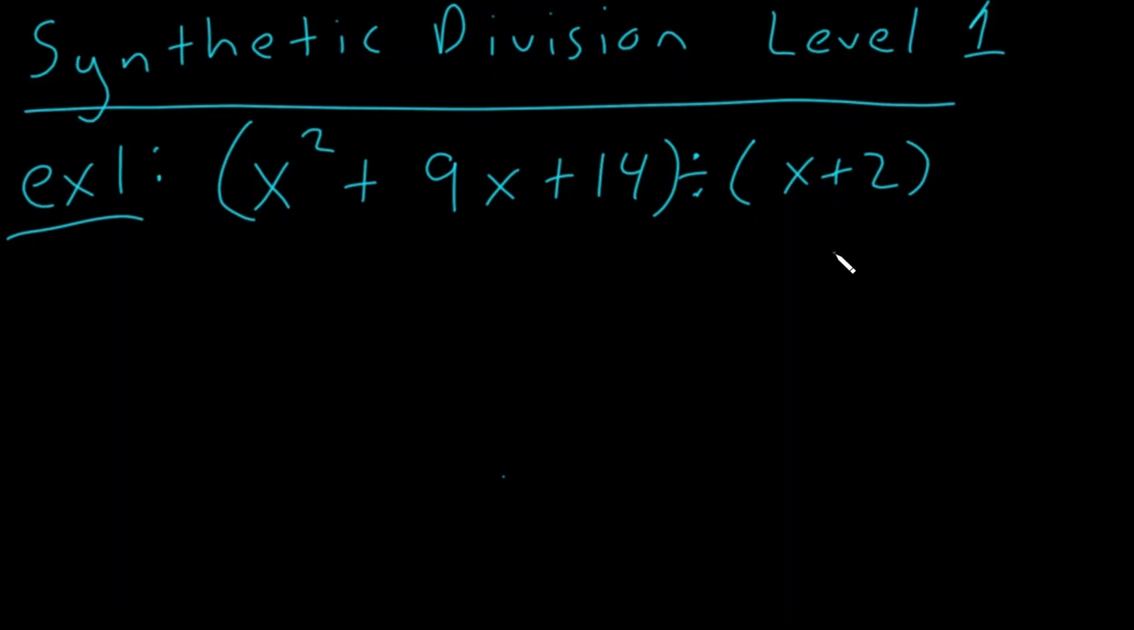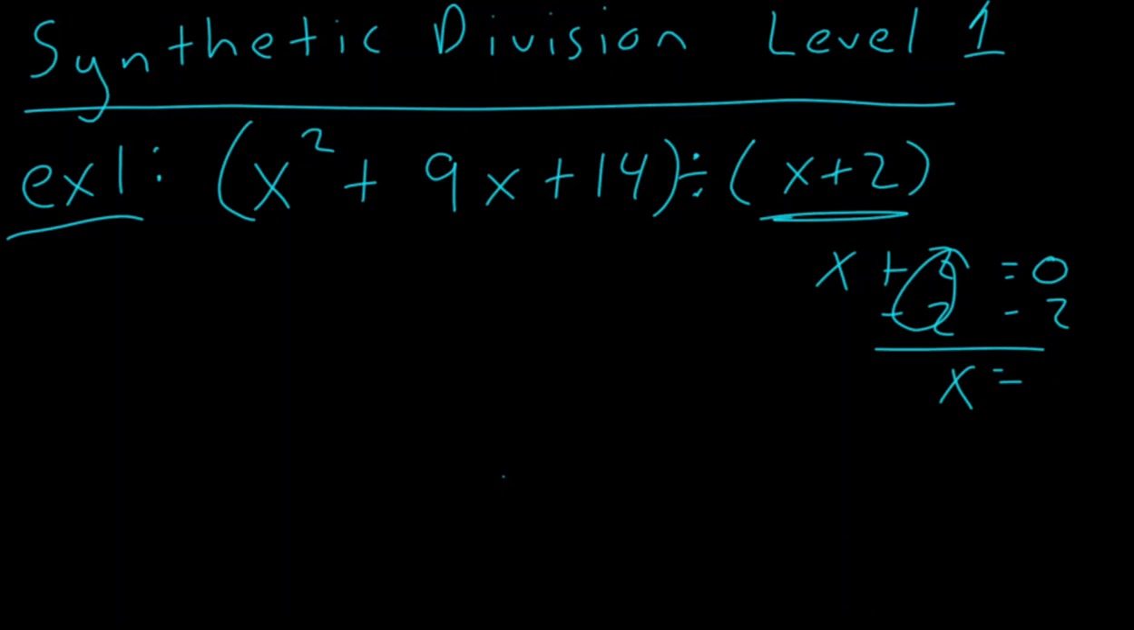Well, the first thing you want to do is just take x plus 2, whatever the divisor is, and you want to set it equal to 0 and solve for x. Well, the opposite of plus 2 is minus 2. Alright, so x equals negative 2. Very cool. So here's what we do.